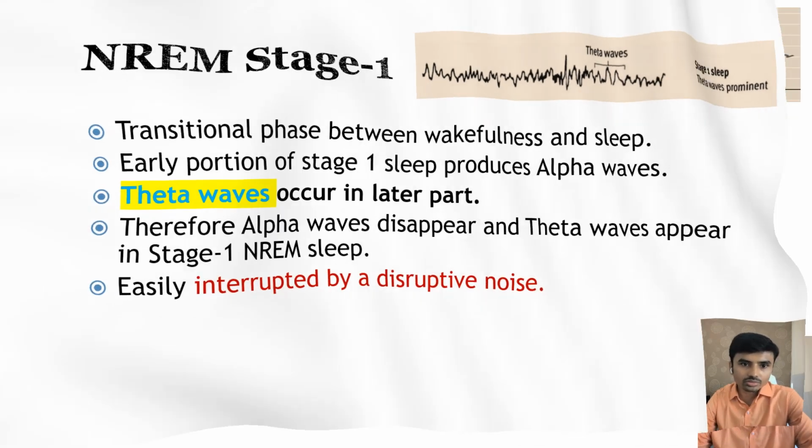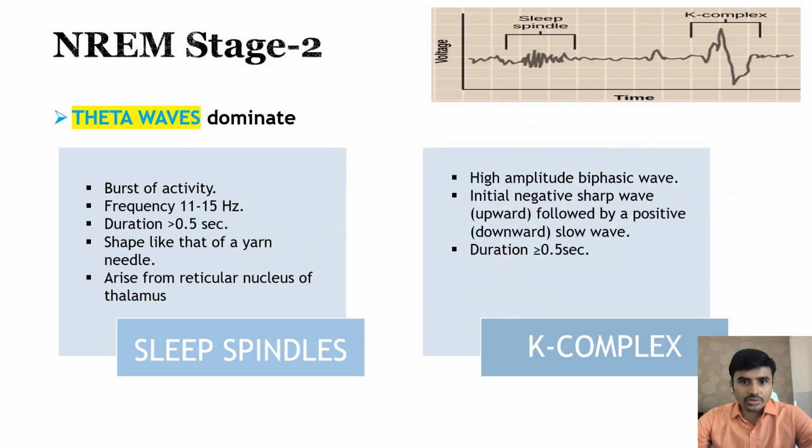Stage 2. During stage 2, sleep spindles and K complexes appear. Theta waves dominate. Sleep spindles are bursts of activity with a frequency of about 11 to 15 hertz. Duration will be more than 0.5 seconds. Shape is like that of a yarn needle, as seen here. It arises from the reticular nucleus of the thalamus.